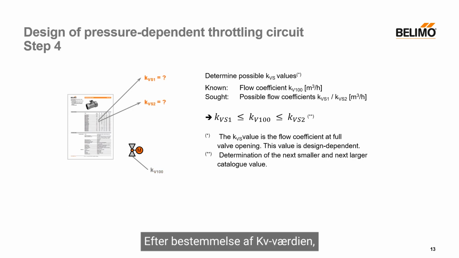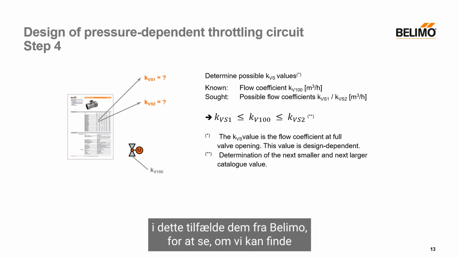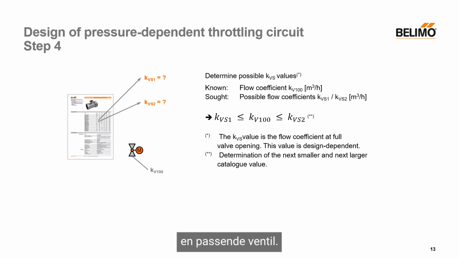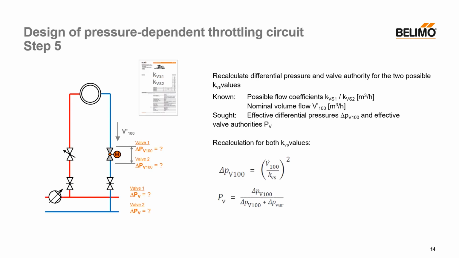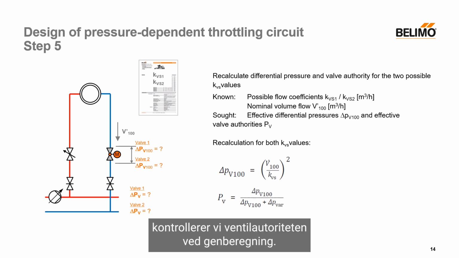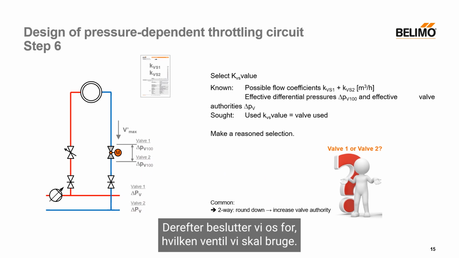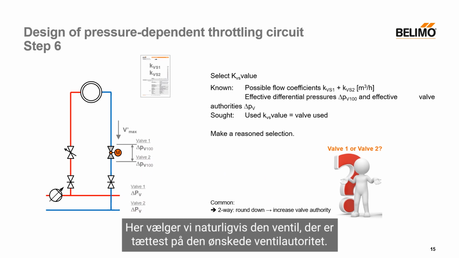After determining the kV value, we look at the existing KVS values of a manufacturer, in this case those of the Belimo company, to see if we can find a suitable valve. Once we have determined two possible matching KVS values, we check the valve authority by recalculation. Then we make the decision which valve to use. Here, we naturally choose the valve that is closest to the desired valve authority.